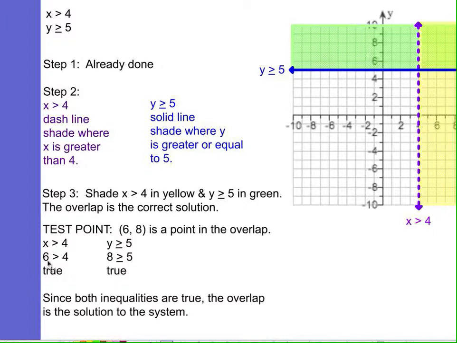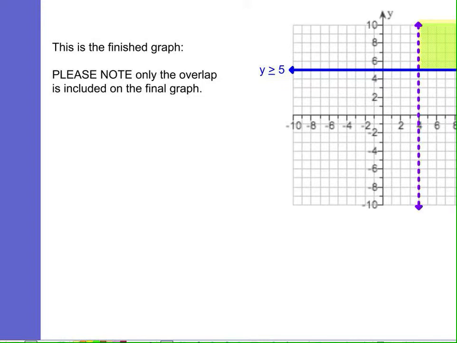X is greater than 4, 6 is greater than 4. That is true. Y is greater than or equal to 5, 8 is greater than or equal to 5. So that is true. Since both inequalities are true, we know this overlapping region right here in the upper right hand corner is the solution to the system. Once again, with my final answer, I only include the overlap. I do not include any of the areas that had the single colors in them.